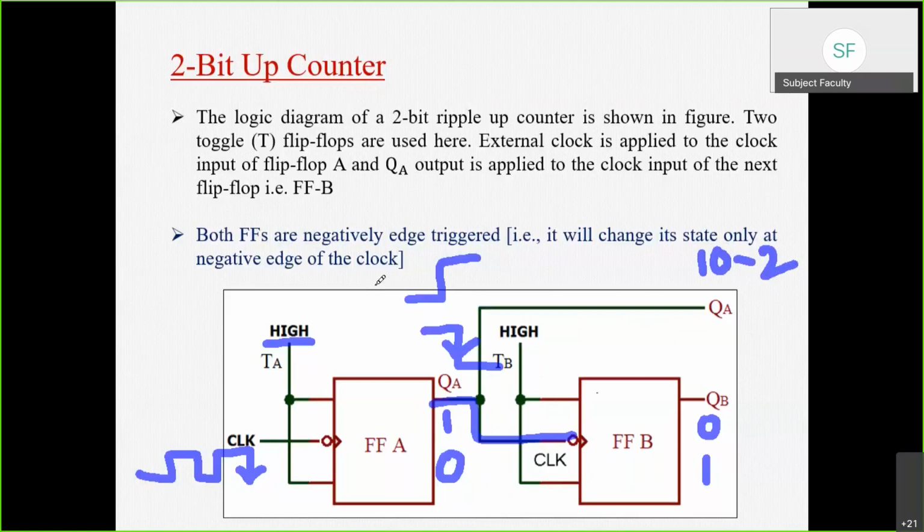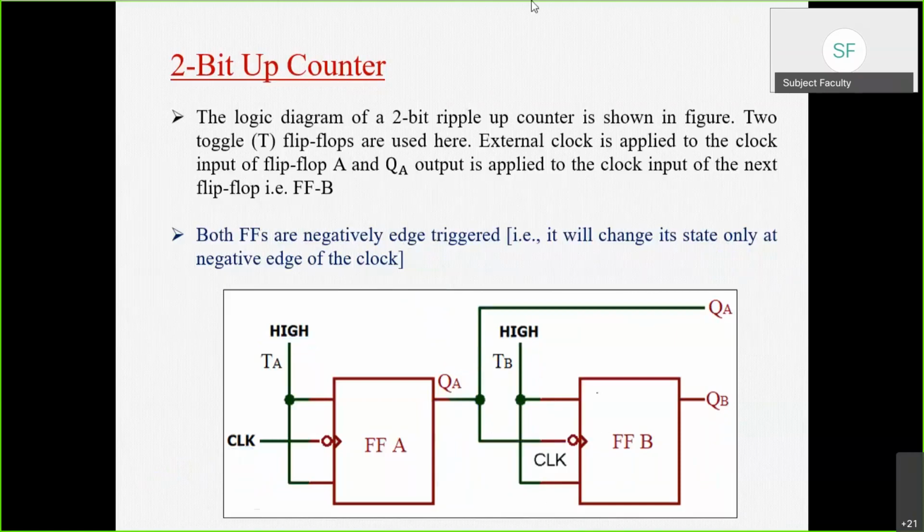Okay. Similarly, at the third negative edge, what will happen? Now after the second negative edge, QA is again 0 and QB is 1. Now at the arrival of the third negative edge, again it will toggle. So flip-flop A will always toggle. Always remember that. The question is whether flip-flop B toggles or not. For that, what do you have to observe? You have to observe the waveform of QA.